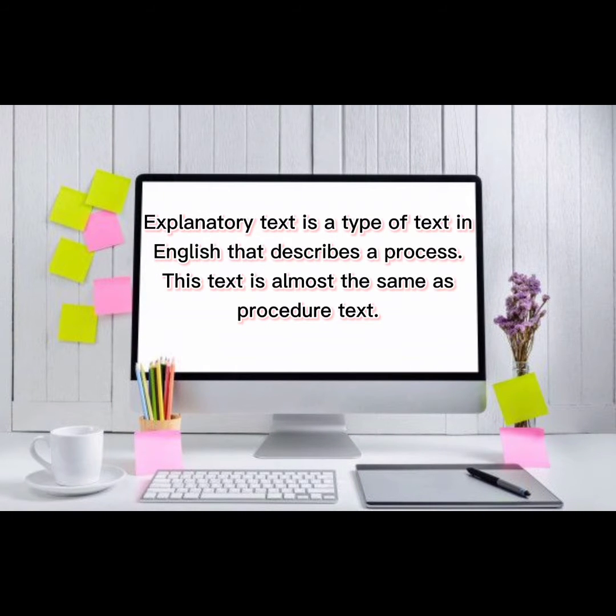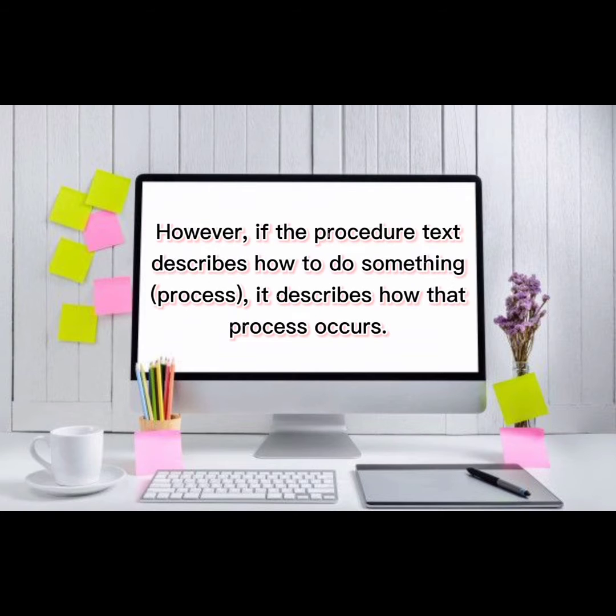Explanation text is a type of text in English that describes a process. This text is almost the same as procedure text. However, if the procedure text describes how to do something, this text describes how a process occurs.